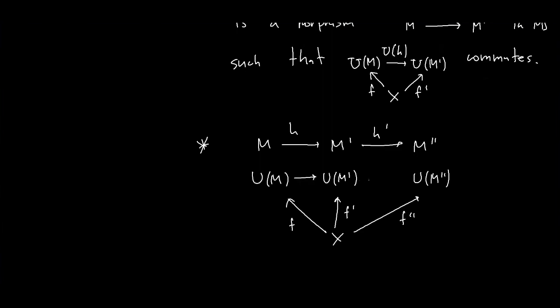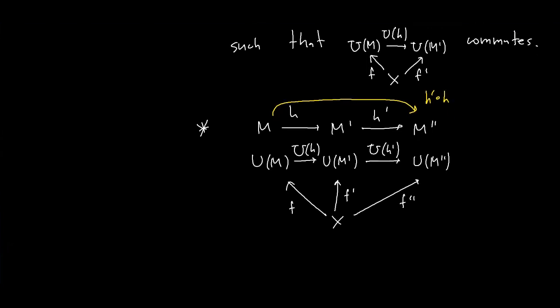And now I know that these two triangles commute. UH is here, UH prime is here. So I want now to be able to compose these H and H prime, and of course I'm going to take the composite to be just the usual composite in M. So this will be just H prime composed with H in M.